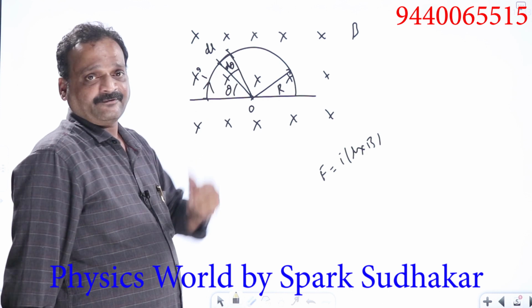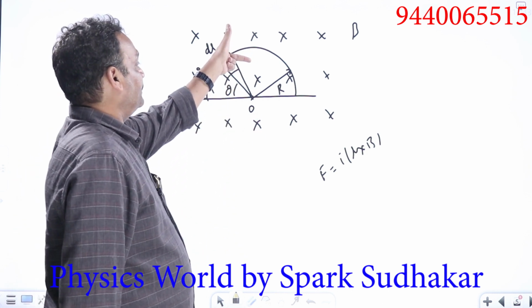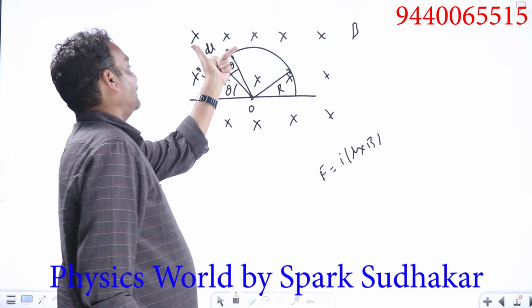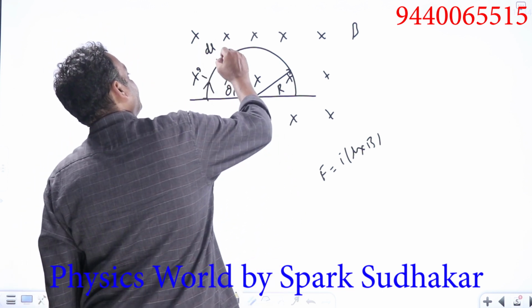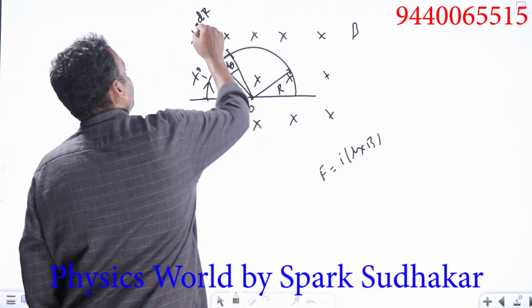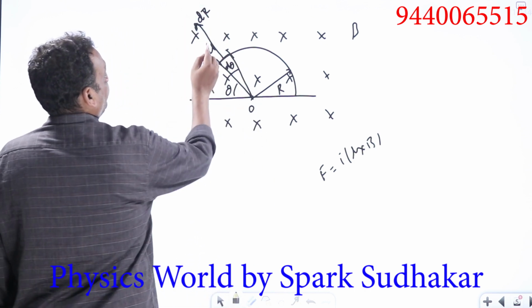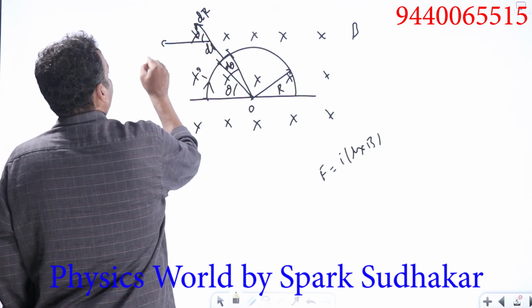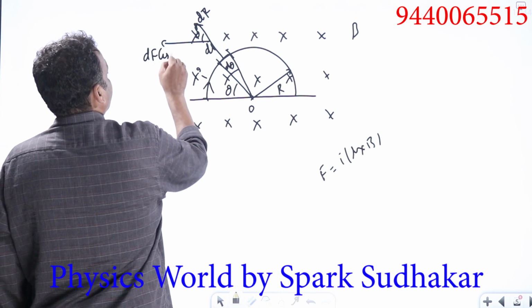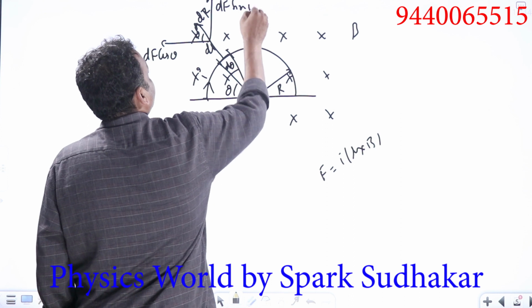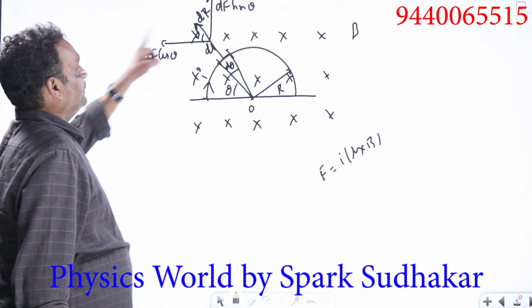Now use Fleming's left hand rule. Forefinger in the direction of the field, middle finger in the direction of current dl. Force will be acting like this. df will be in this direction. Now I'll resolve this df into two components. This angle is theta, means this angle also will be theta. So this becomes df cos theta. This becomes df sin theta. Okay, so df cos theta, df sin theta.